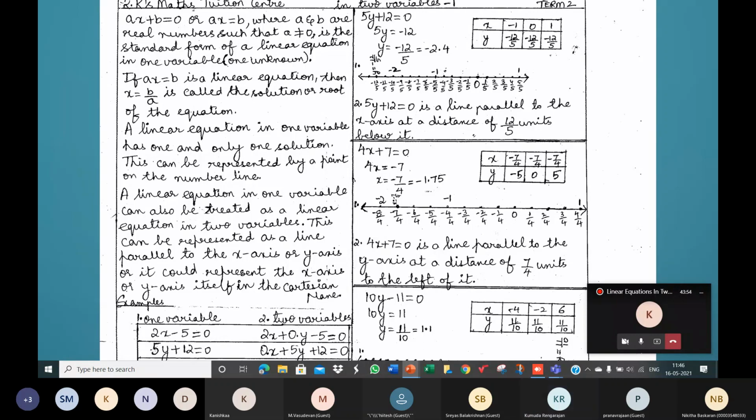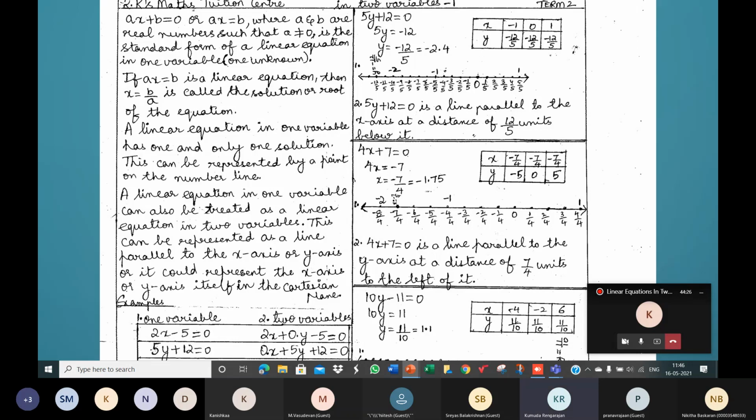Conditions: a can be any real value, but a should not be 0. B can be any real value, B can assume any real value. So important condition, a not equal to 0. A and b are real numbers, but a should not be equal to 0.